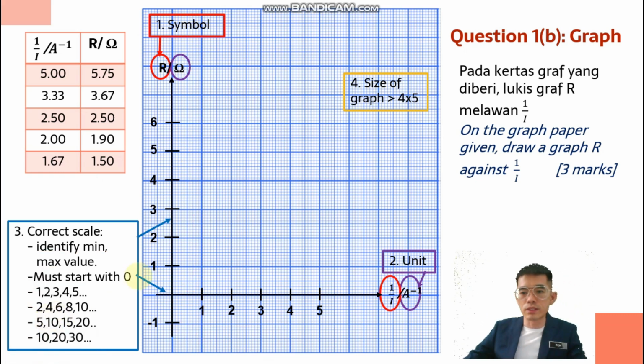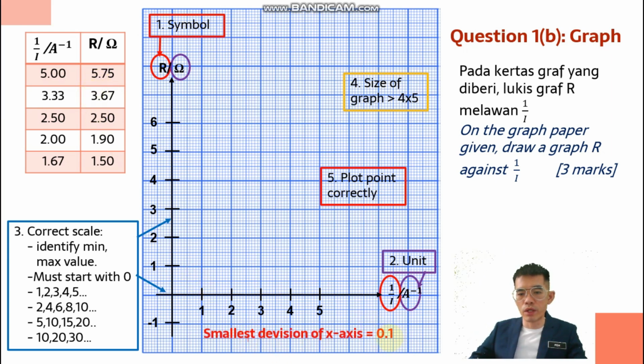Okay, tip number 5: you have to plot all the points correctly. The first point is 5.00, and the y-axis value is 5.75. As mentioned, our smallest division at x is 0.1, so we have to round off our value. But 5 is not a problem, we can straight away get 5.